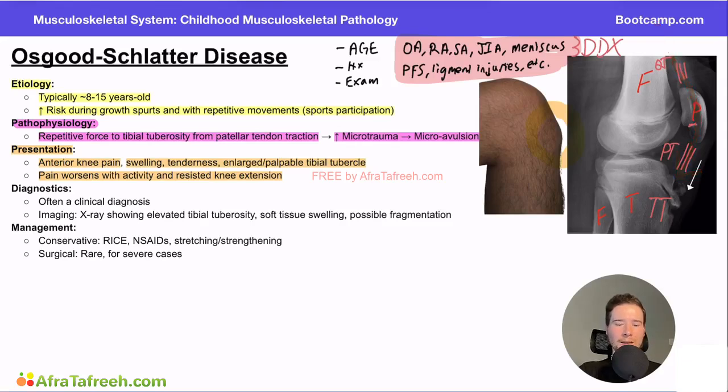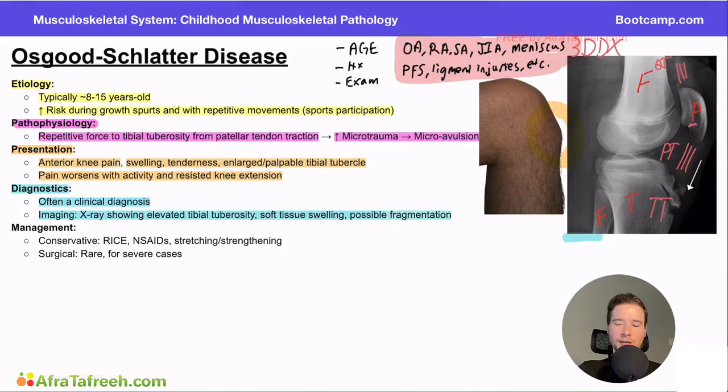When we think about the diagnostics here, this is often a clinical diagnosis. That is to say, if patients present with a history and a physical exam that is consistent with this condition, you don't necessarily need imaging to confirm it, right? Again, this is a very classic presentation that patients will have along with these symptoms that they will be reporting in the office. Now, patients may get an x-ray showing an elevated tibial tuberosity, soft tissue swelling, and possible fragmentation.